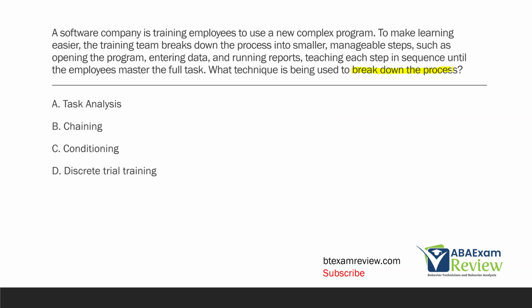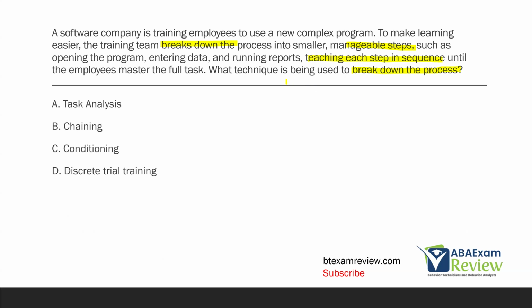Let's be careful here, right? Because it is a very straightforward question. Clearly, we have a task analysis, task chaining question. The difficulty comes in identifying, is the question asking about the task analysis or the task chain? Because the difference is the task analysis is when the process or the behavior is actually broken down. When we create these steps, that is the task analysis. When we teach the steps, such as teaching in sequence, that is the task chain.